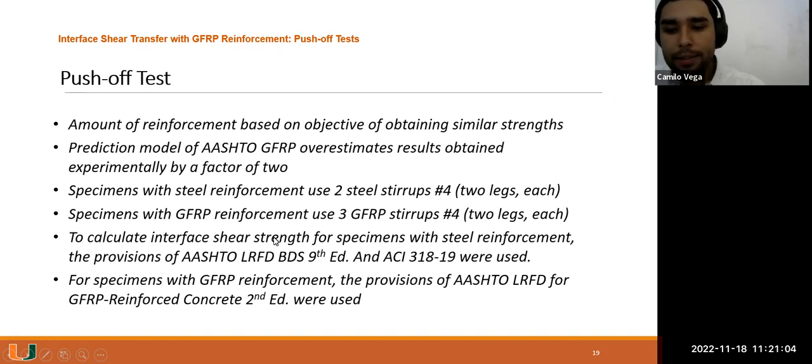To calculate the interface shear transfer for a specimen with steel reinforcement, we use the provisions of the AASHTO LRFD BDS, and we also use as a reference the provisions of ACI 318. For the specimen with GFRP reinforcement, the provisions of the AASHTO code for GFRP reinforced concrete were used.